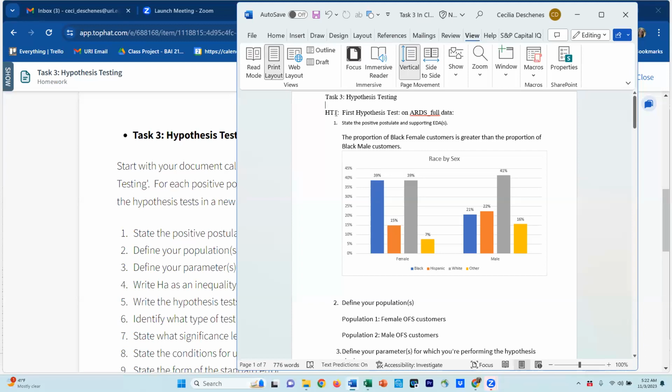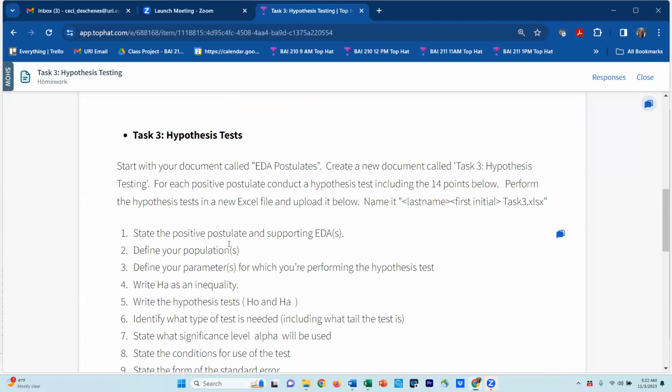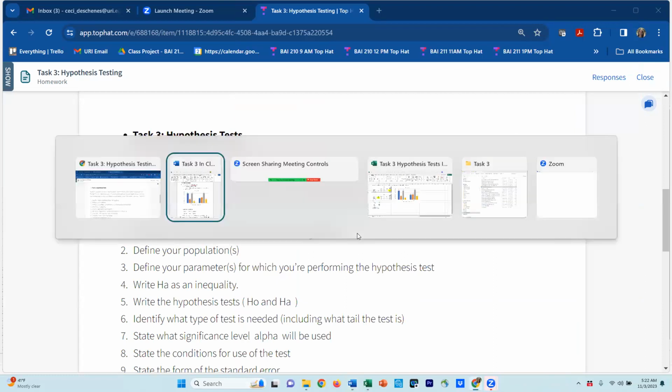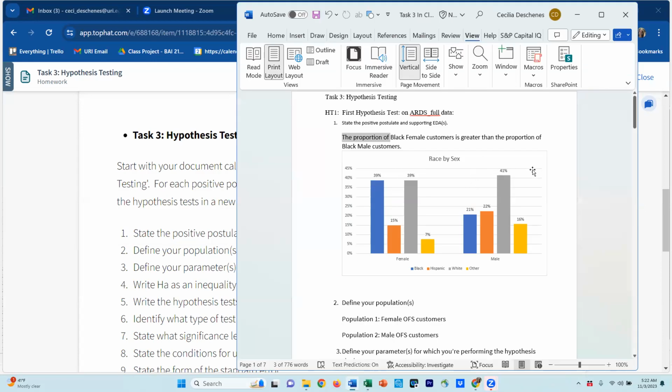So I'm just writing HT1 for hypothesis test 1. And below it, I'm writing the first thing, which was on the list over here, is state the positive postulate and supporting exploratory data analysis. So I went ahead and did this 4 times.